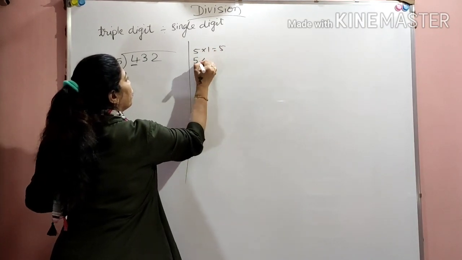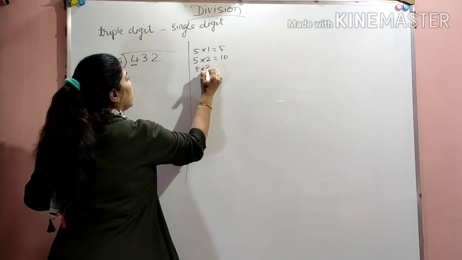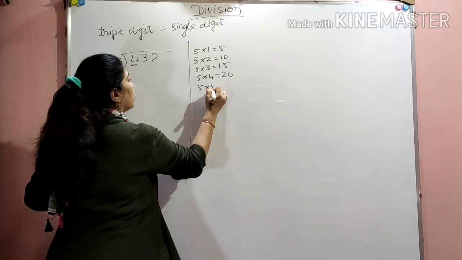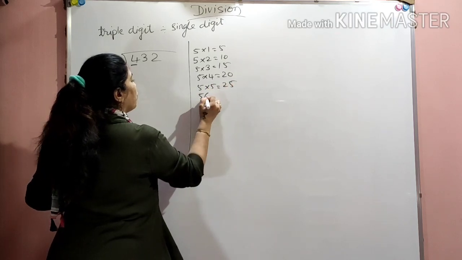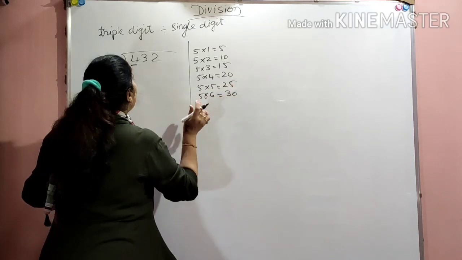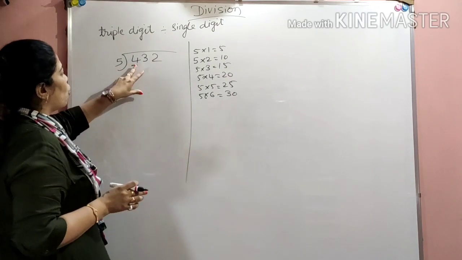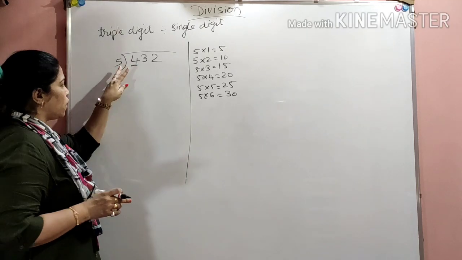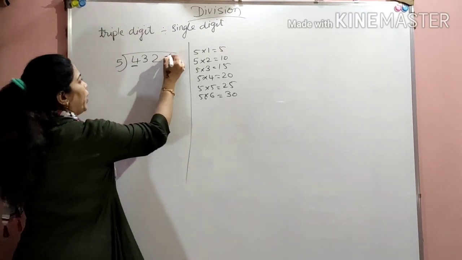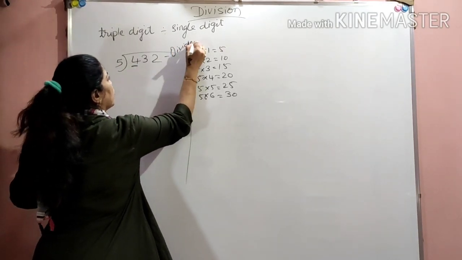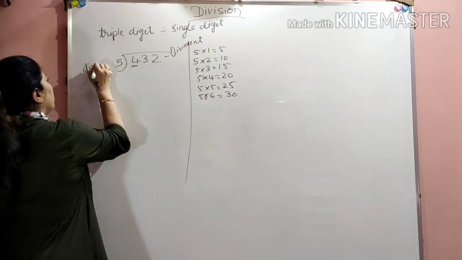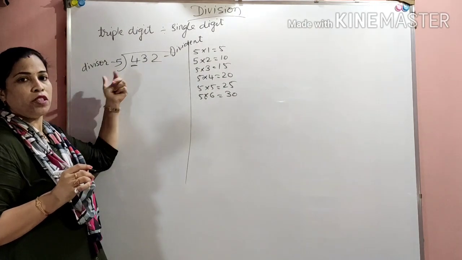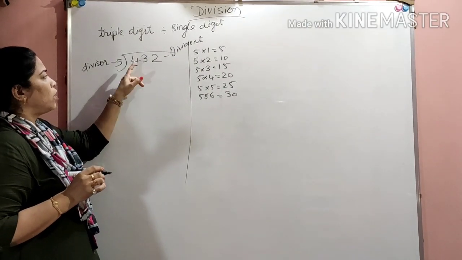5 ones are 5, 5 twos are 10, 5 threes are 15, 5 fours are 20, 5 fives are 25, 5 sixes are 30. I have written this much. Okay, so 4. First 4 you will see. But see these two numbers. This is your dividend and this is your divisor. In last double digit I have told you which is dividend, which is divisor. Now here this is the dividend.